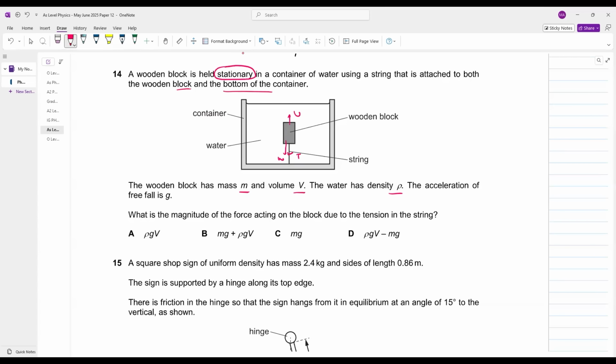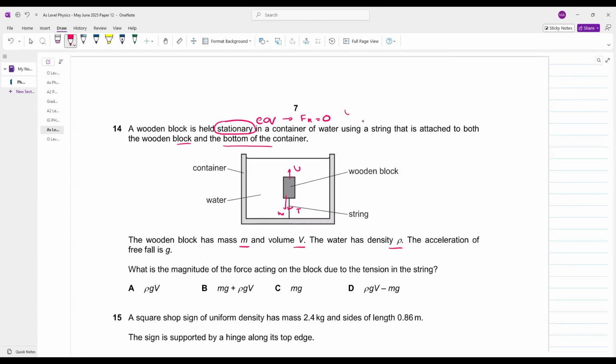What does stationary mean? You are in equilibrium. What does equilibrium mean? Resultant force is zero. What does resultant force is zero mean? Up forces are equal to the down forces. What is the up force? Up thrust. What is the down force? Weight plus tension. You have to calculate tension.